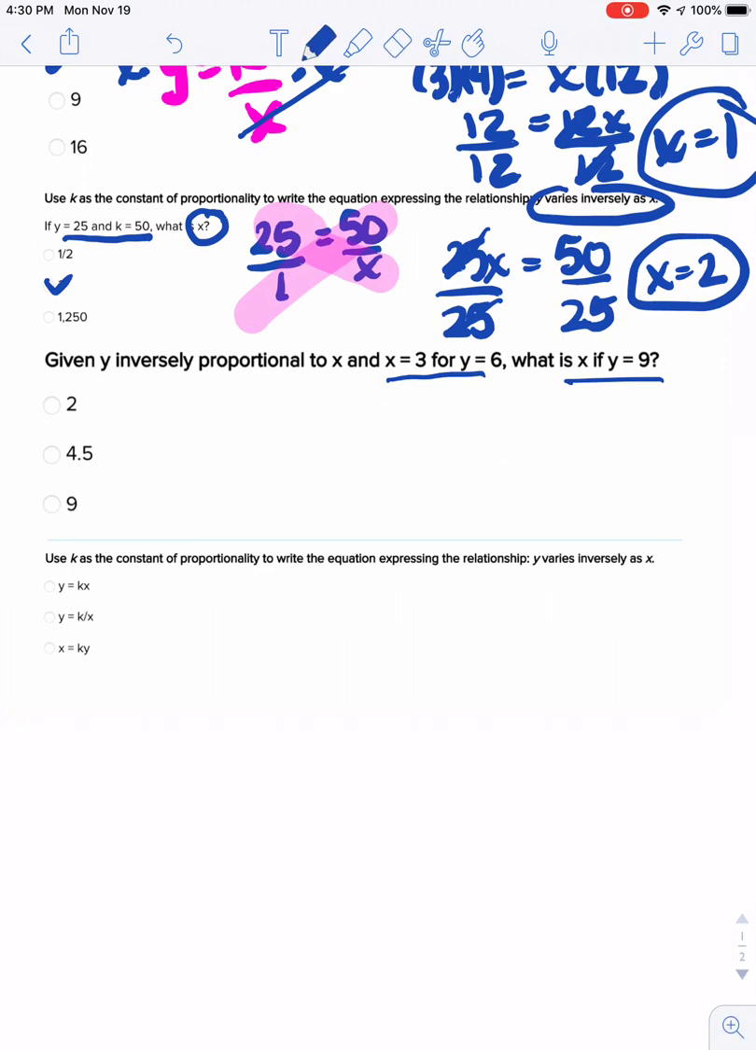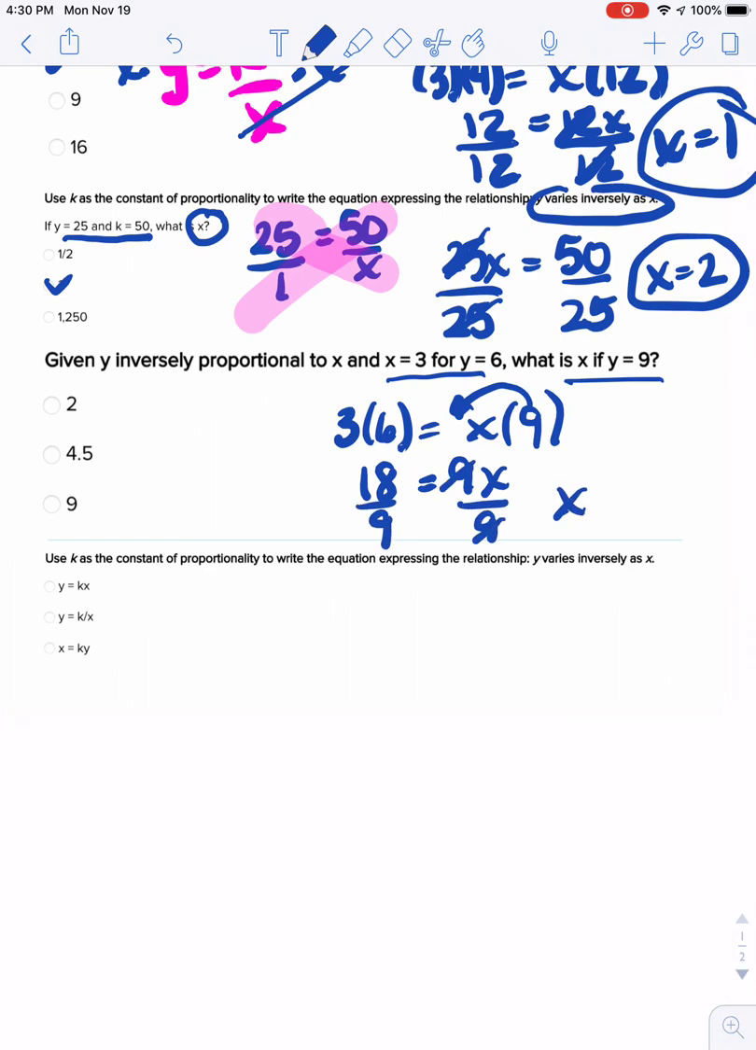So we're going to set this up. xy equals xy. Okay, so x is 3. Y is 6. And this y over here is 9. And then we're going to go through some solving. So 3 times 6 is 18. And then I'm just going to move this 9 in front of the x to get 9x. And to get x by itself, we're just going to divide both sides by 9. So I end up with x equals 2.